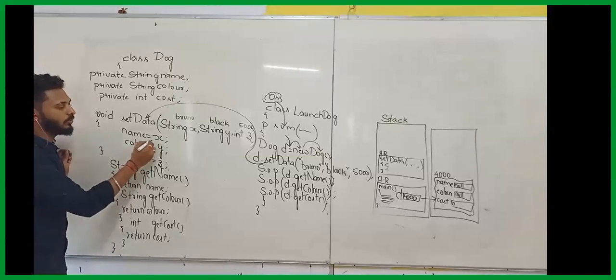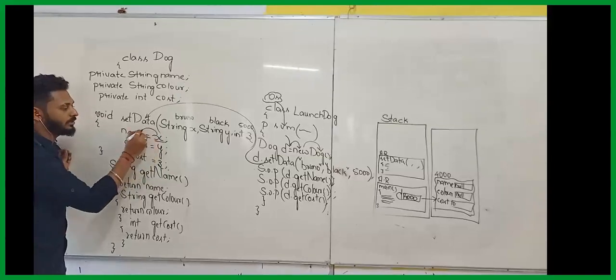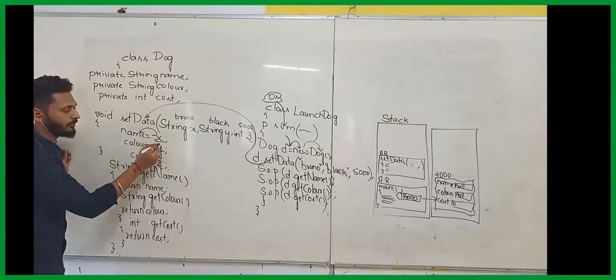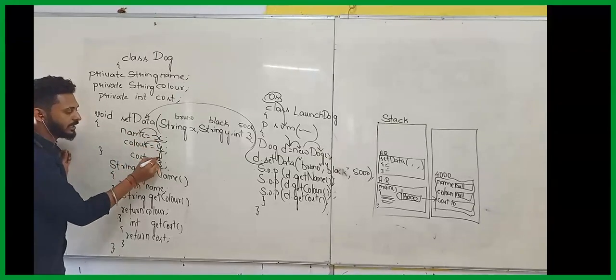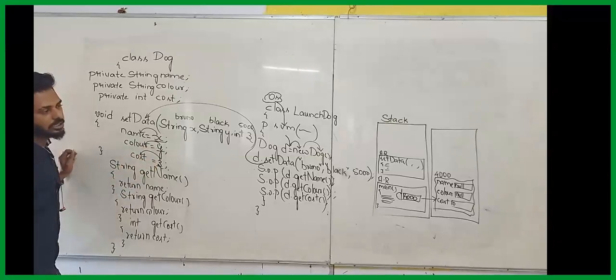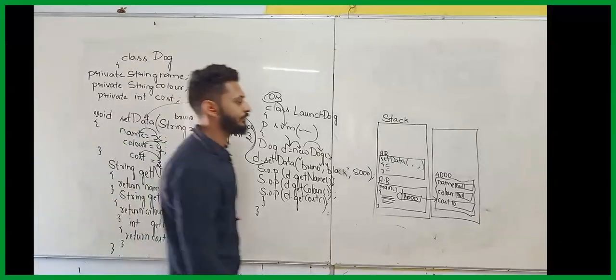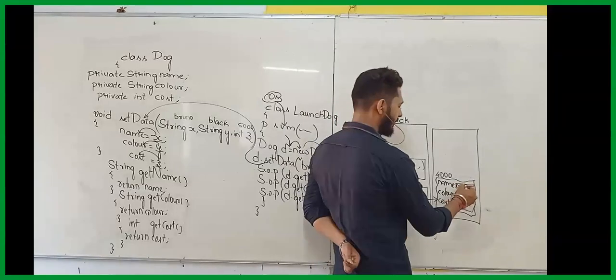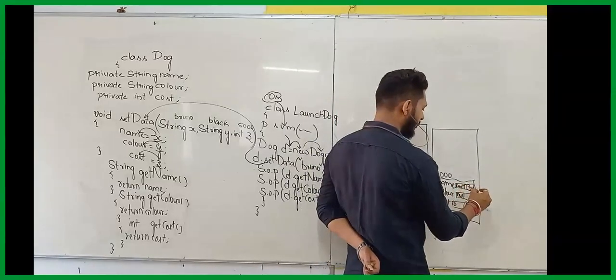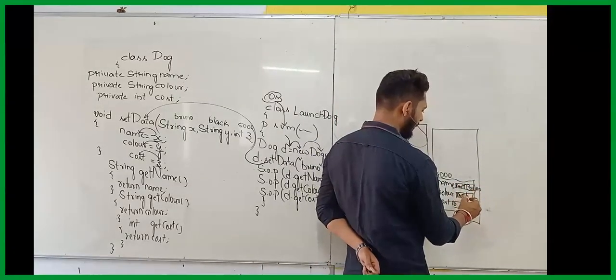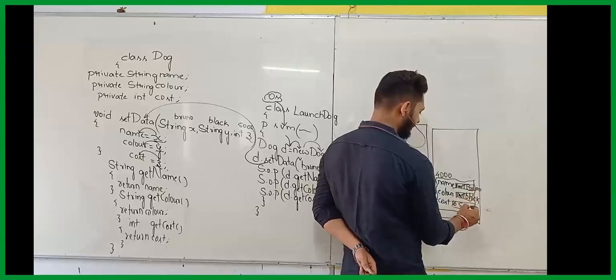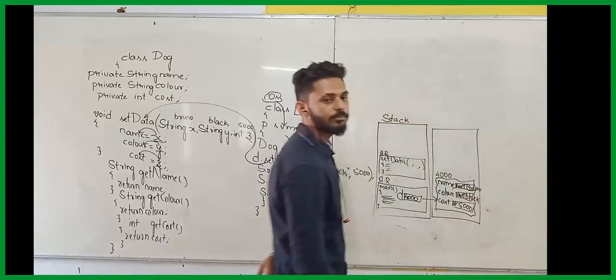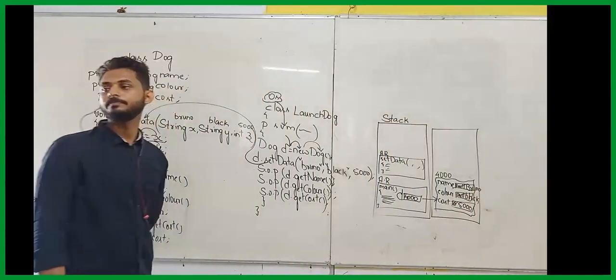So now what I'm doing, whatever value of X is there, give it to name, whatever value of Y, give it to color, Z, give it to cost. So what I'll give here, null will be overridden with Bruno, null will be overridden with black, and 0 will be overridden with 5,000. Next what?